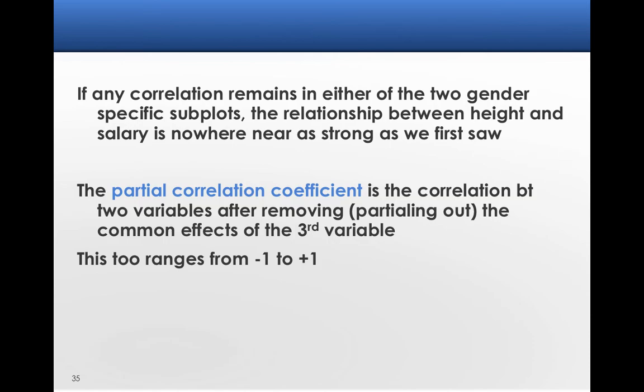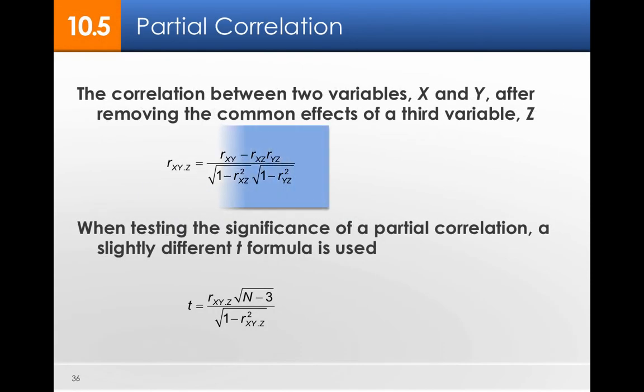So the partial correlation coefficient is the correlation between two variables after removing the common effects of a third variable. And this also ranges from -1 to 1. Okay, and here's our nice little formula, and here's our t-test.